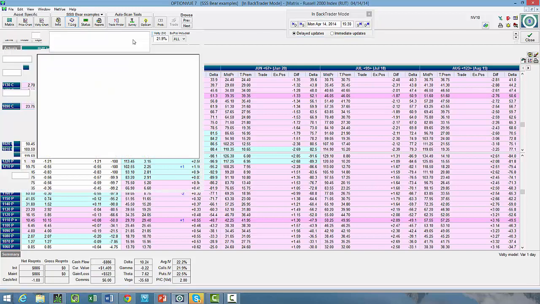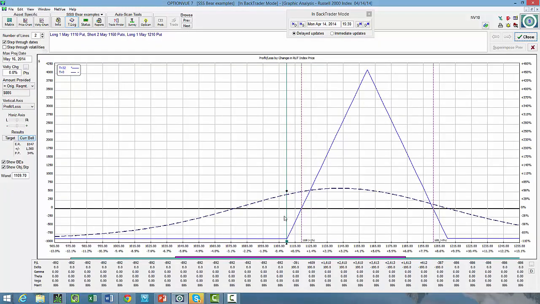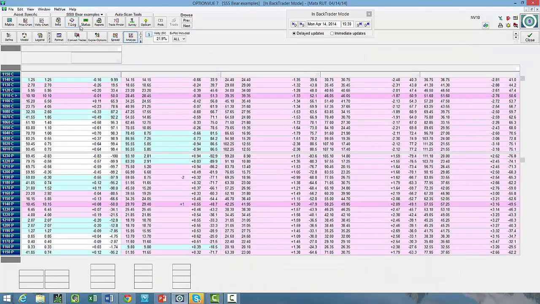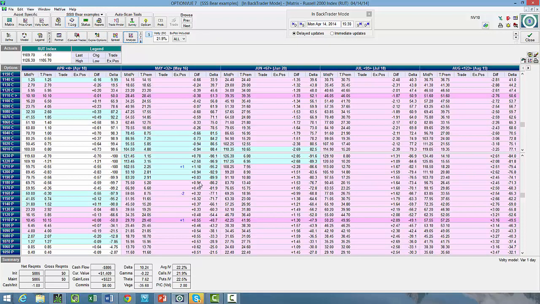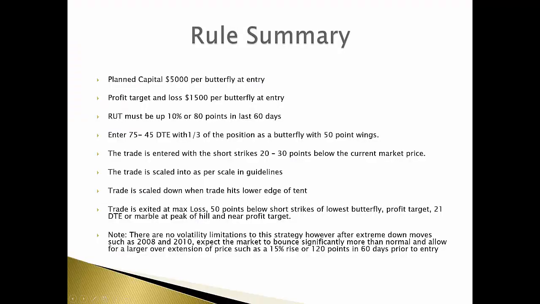So we come in here, and this is a 10% trade. There's nothing wrong with a 10% trade. So let's just close this out. So essentially that is how the bearish butterfly works. Let's just quickly pop back to our slideshow and do a quick review of the rules.